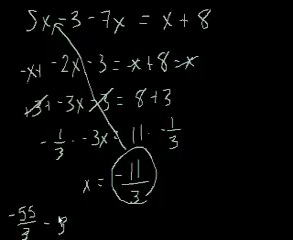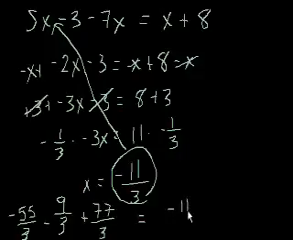And 3 could also be written as 9 over 3. I'm skipping some steps, but I think you know your fractions pretty good by this point, so that's minus 9 over 3. And then minus 7x is the same thing as plus 77 over 3, because we have the minus 7 times minus 11, so it's plus 77. And the equation is saying that should equal minus 11 over 3, that's what x is, plus 8, and 8 is nothing more than 24 over 3.